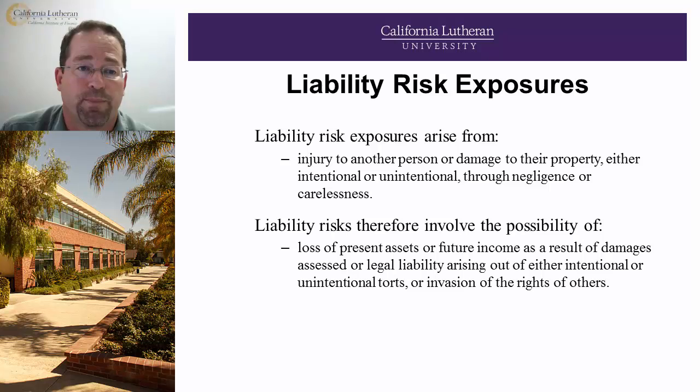Some liability risk exposures arise from injury to another person or damage to their property, either intentional or unintentional, through negligence or carelessness. Liability risks therefore involve the possibility of loss of present assets or future income as a result of damages assessed or legal liability arising out of either intentional or unintentional torts or invasion of the rights of others.